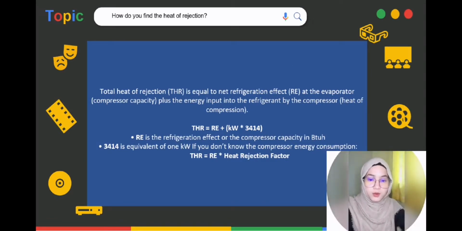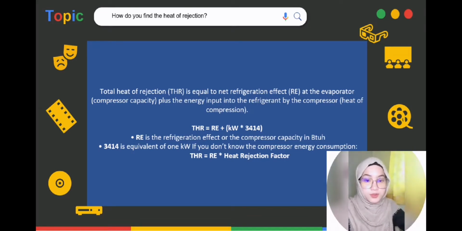Next, how do you find the heat of rejection? Total heat of rejection, THR, is equal to net refrigeration effect, RE, at the evaporator compressor capacity plus the energy input into the refrigerant by the compressor, the heat of compression. This is the formula.